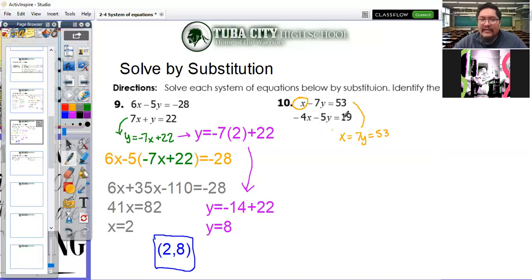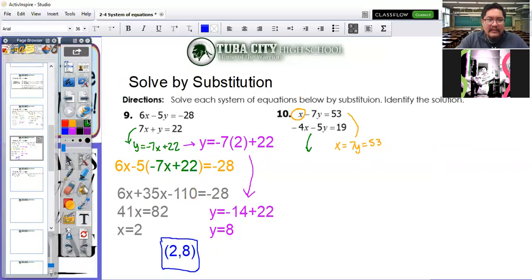All right, so now we have the top one. Let's take this bottom one and plug it in. So negative 4x, but again, we're gonna plug something in there for x, minus 5y equals 19. So again, by doing that, we're getting rid of one of the variables. We're getting rid of, in this case, x, okay?